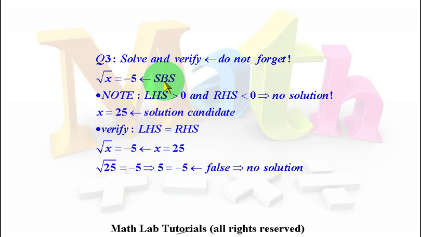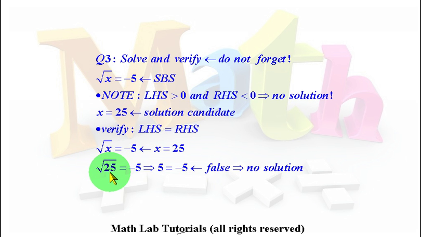If you perform an SPS, that means square both sides. On the left, you get x. On the right, minus 5 all squared is 25. That's our solution candidate. And now we go ahead and verify. We do left-hand side equals right-hand side. The square root of x is negative 5. That was the original. We sub in x equals 25.